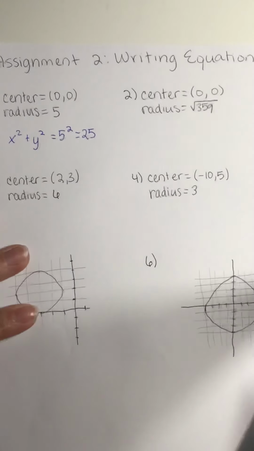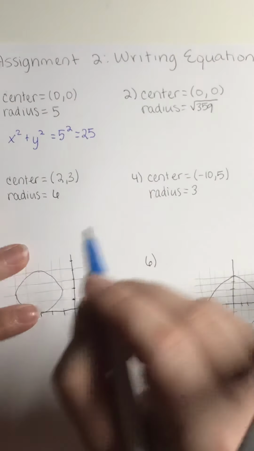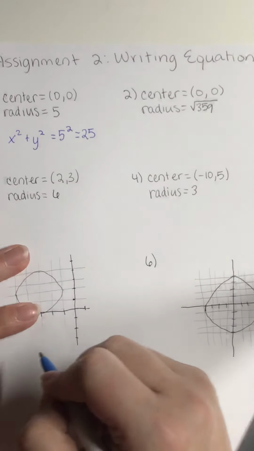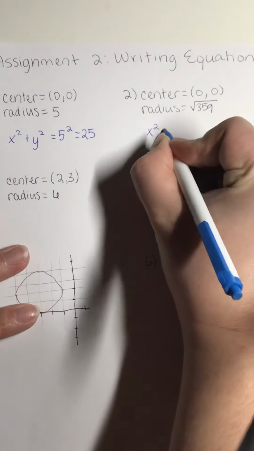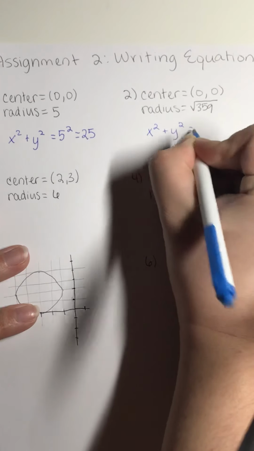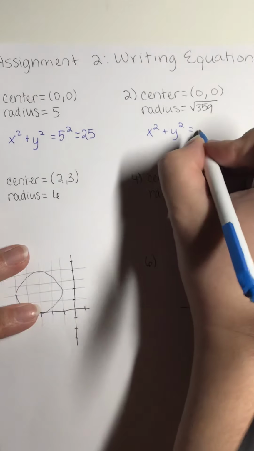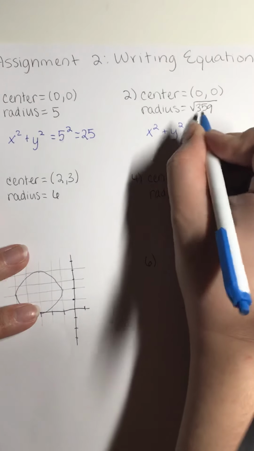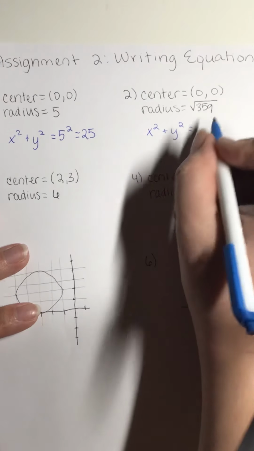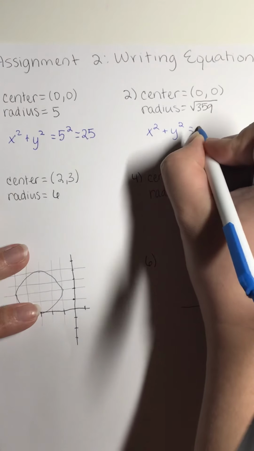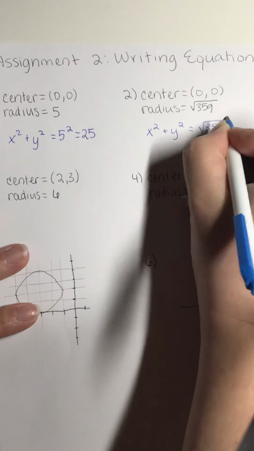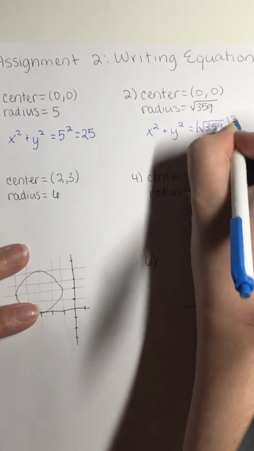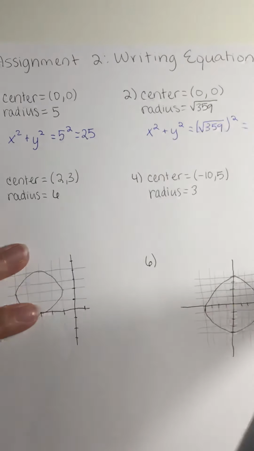So let's look at number 2 then. Our center is 0, 0. So when we have 0, 0, like I said, we're not going to have any numbers next to our x and y. So we'll just have x squared plus y squared equals r squared. Our radius this time is the square root of 359. We'll need to square that whole thing. So we'll take the square root of 359 and we're going to square that number. Let's see what happens when we do that.